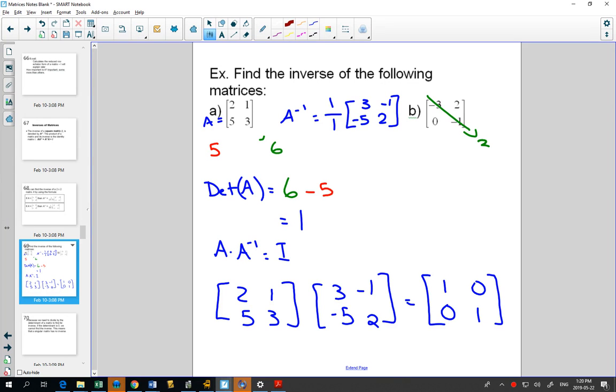For the second one, this would be 3. This would be 0. So our determinant is, well, I'll call this one B. B inverse would be 1 over 3, and then switch these ones and make these ones negative. And you could leave that 1/3 out in front. In fact, I would recommend leaving the fraction out in front. Or, because it's a scalar, you could multiply that 1/3 into each element and have a whole bunch of fractions.